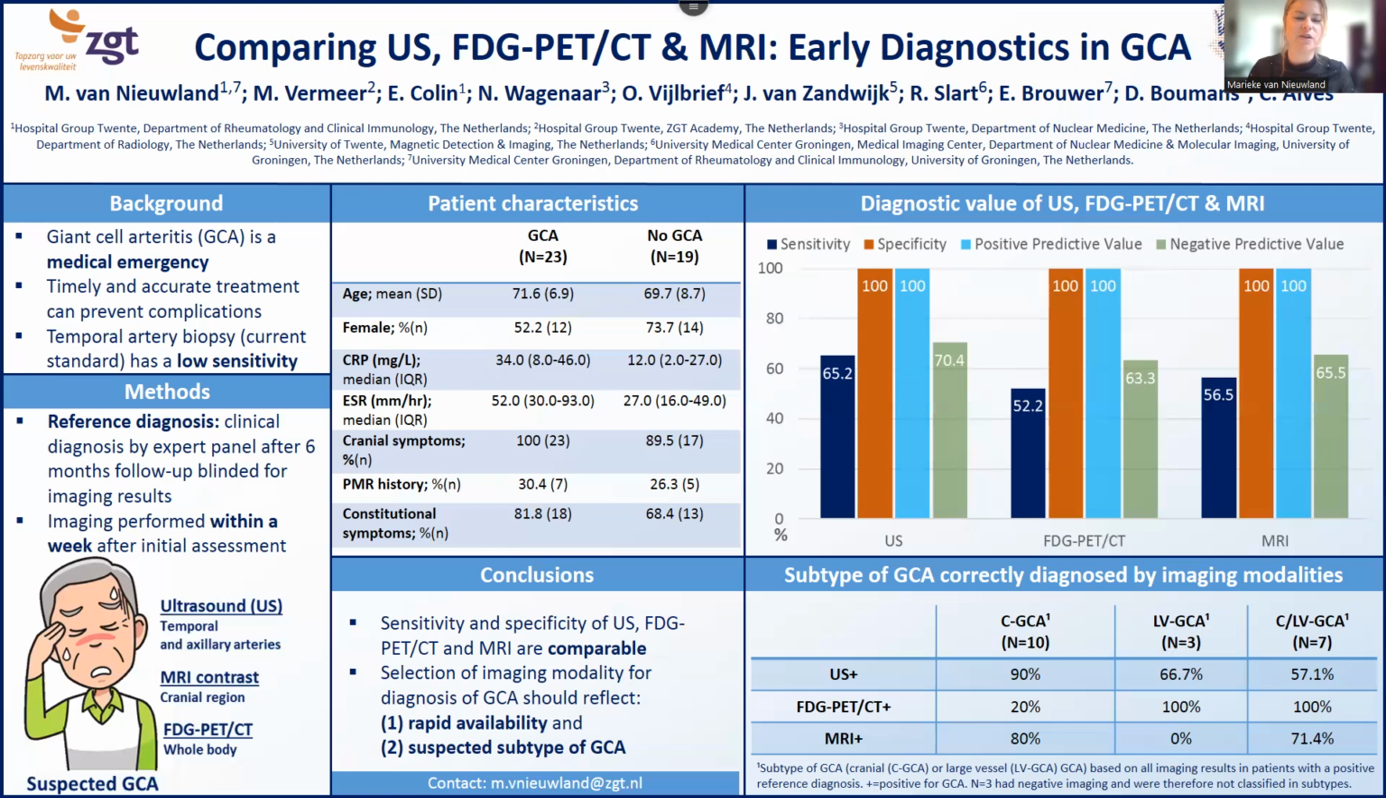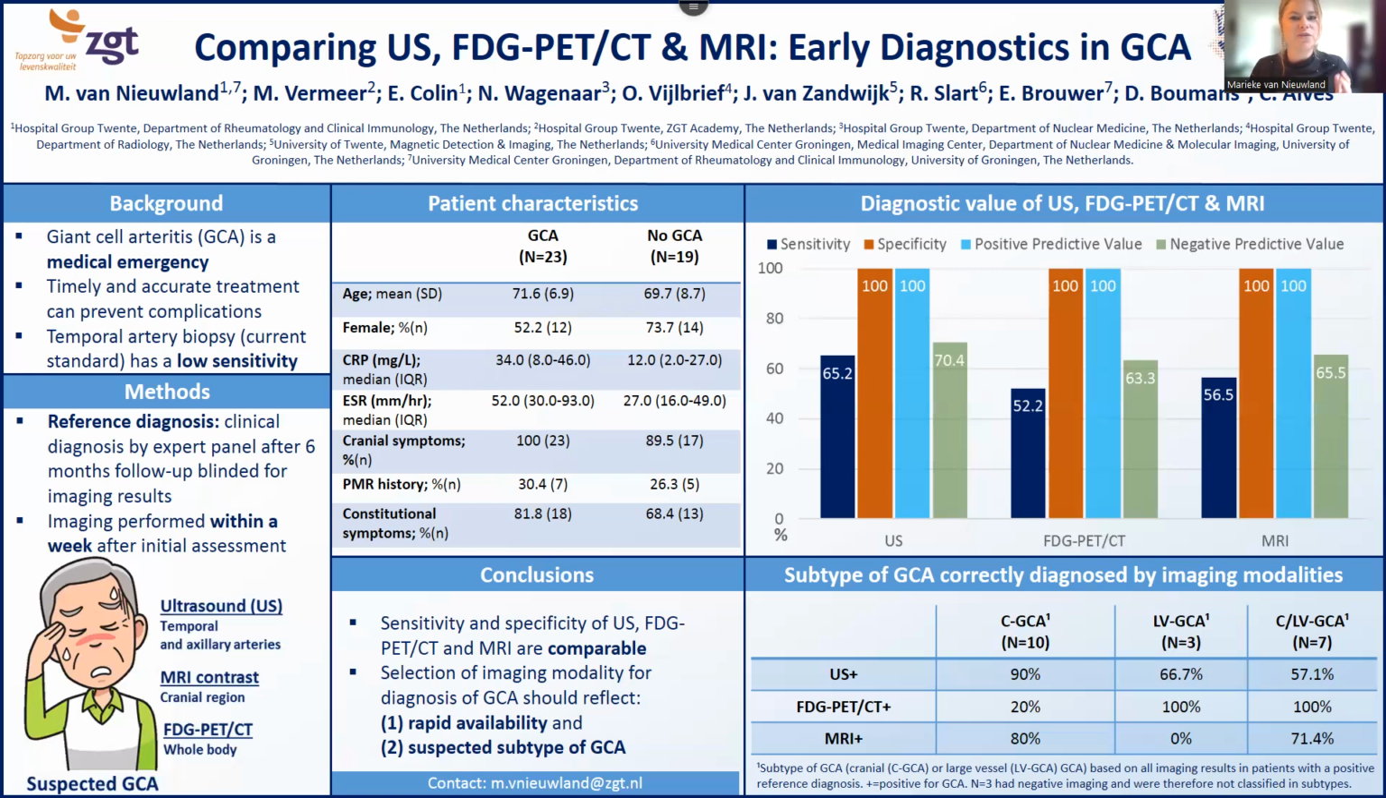Patients' characteristics are described in the first table of the poster, and sensitivity and specificity were calculated for each imaging modality, as can be seen in the figure in the poster. Specificity was 100% for all the imaging modalities, and therefore there were no false positive results. Furthermore, the subtype of giant cell arthritis was investigated.